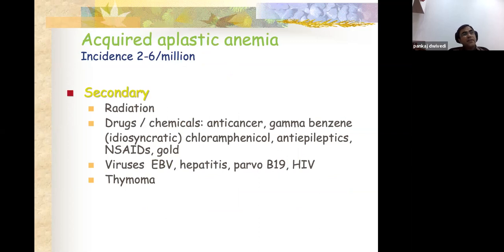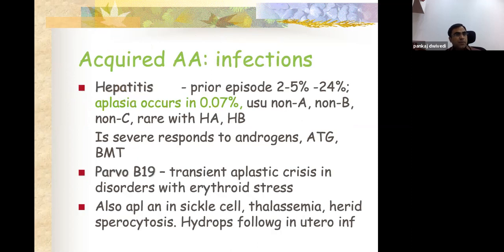So secondary can be radiation. For example, some patients with a solid malignancy receive radiation, and they have higher chances of developing marrow failure secondary to radiation, because it also wipes out your marrow. Drugs and chemicals like anti-cancer drugs, benzene, chloramphenicol. Chloramphenicol has a suppressing effect on marrow function, and some anti-epileptic drugs and gold. A few viral infections you have to rule out as a cause of acquired aplastic anemia, like EBV, hepatitis, parvo B19, and HIV. Thymoma can also lead to aplastic anemia.